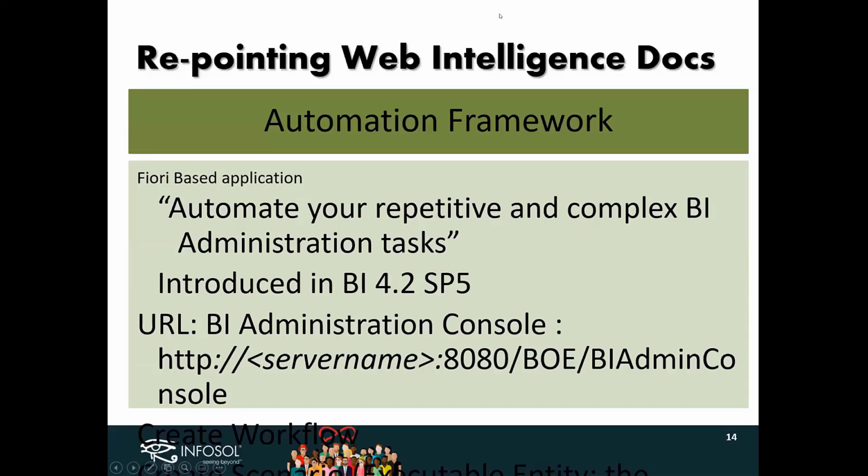Okay. So for repointing your Webi documents from .unv to .unx, SAP provides an application called Automation Framework. You can go into each and every Webi document, use change data sources, and repoint your objects to the new one. However, with hundreds and thousands of reports, you will spend a huge amount of time. So SAP provides this framework to do this repointing in bulk. And this was introduced in BI 4.2 SP5.